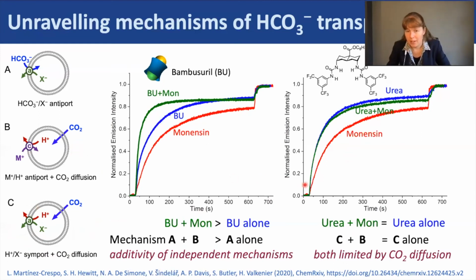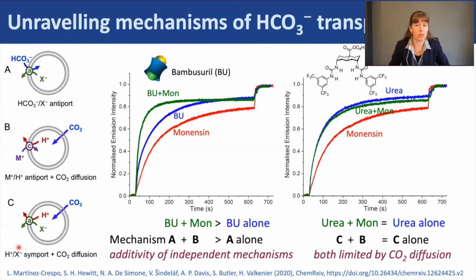The good news is, however, that the transport by just the urea is still a bit faster than by monensin alone. If we add more monensin to the vesicles, we don't see faster transport because CO2 diffusion remains rate limiting. But when we added more of the urea, we saw a bit faster transport. So in the case of this urea, the primary mechanism is mechanism C, but once we get to the limit of that, mechanism A can contribute as well.